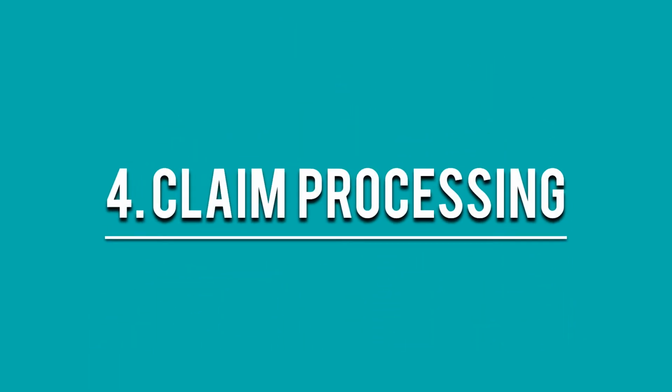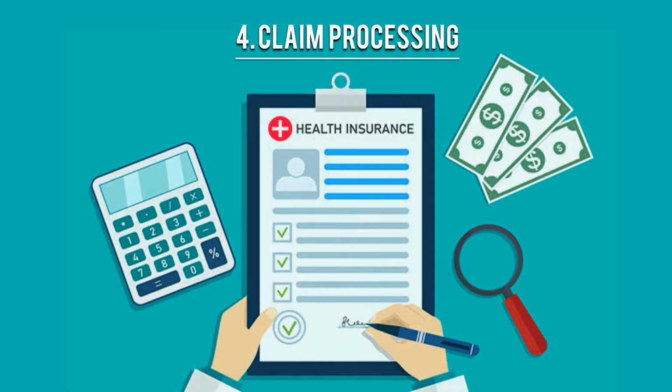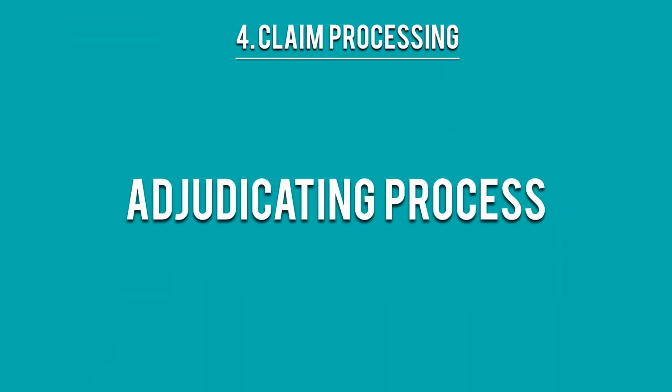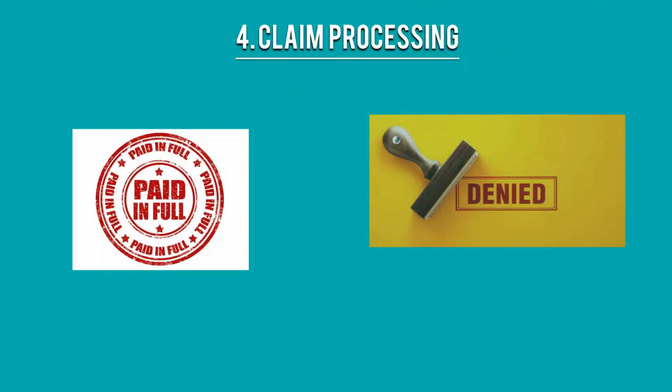Number 4, insurance adjudicates the claim. Once a claim is passed to an insurance provider, it will go through what is called the adjudication process, a process by which insurance providers judge whether claims should be paid in full, in part, or not at all.